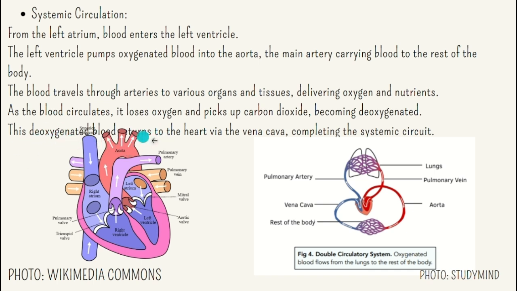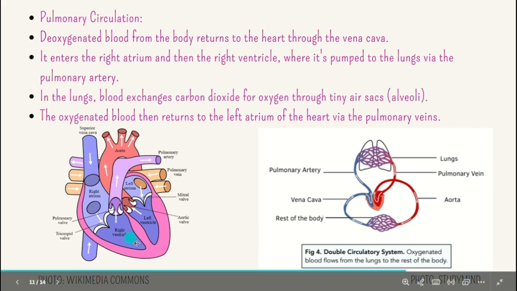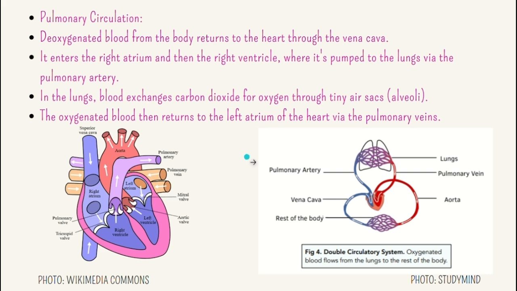So this deoxygenated blood returns to the heart with the vena cava, completing the systemic circuit, right? As you can see, it's a cycle. The pulmonary circulation starts with deoxygenated blood coming to the vena cava, right atrium, right ventricle, and then out through the pulmonary artery to the lungs, right? So that's what happens.